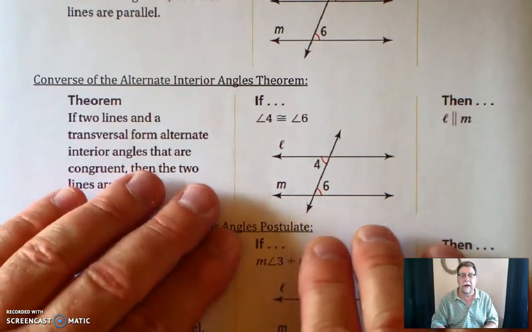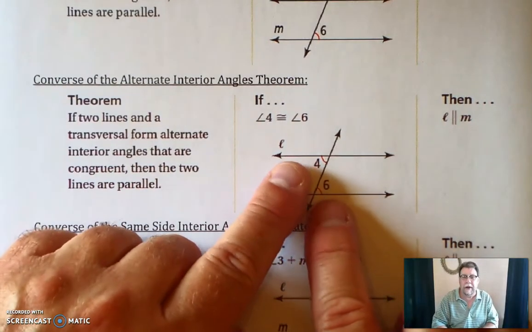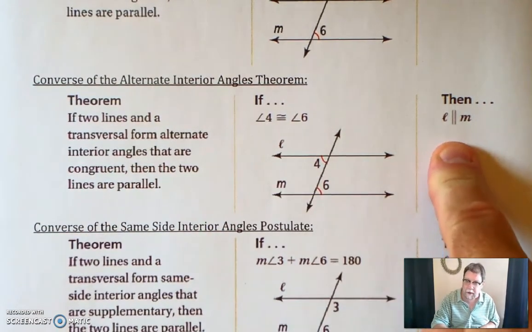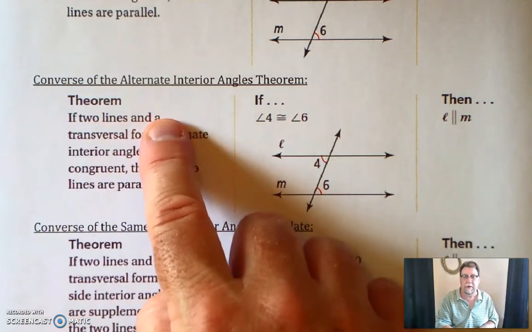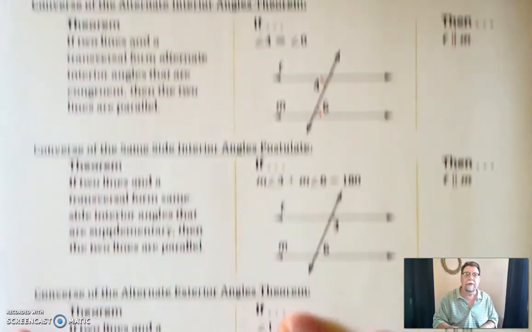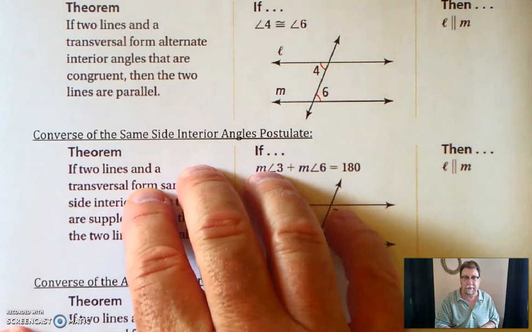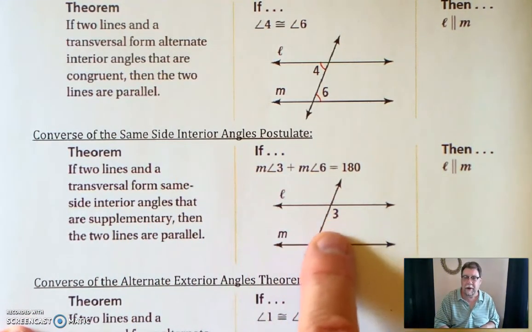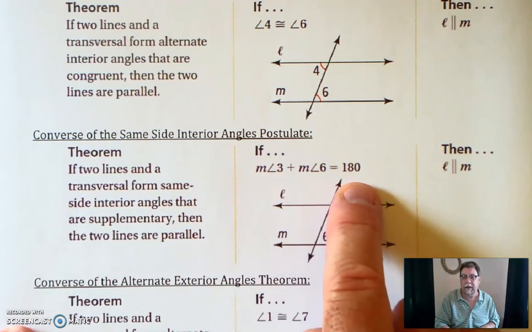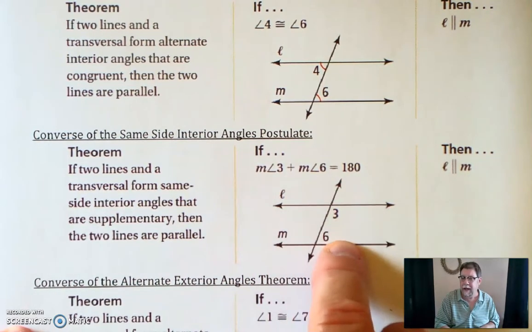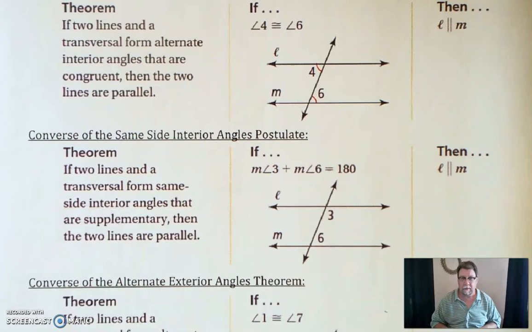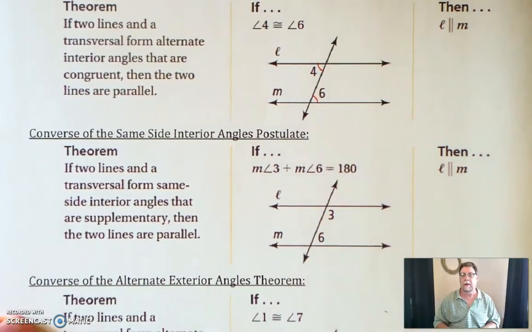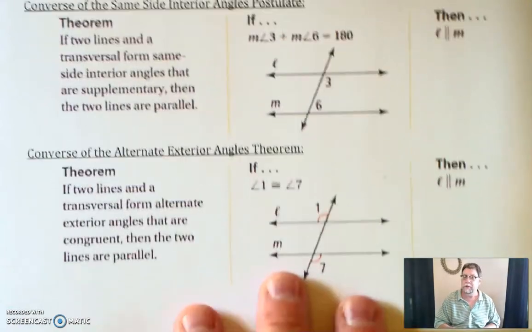Same story here. If we can show that the alternate interior angles are congruent, then we show that the lines are parallel. This is the converse of the alternate interior angle theorem. The converse of the same side interior angles postulate is this. If we can show that the same side interior angles do add up to 180 degrees, then we can tell you that L and M, that the lines, are parallel. If we have supplementary same side interior angles, then we automatically get parallel lines. We'll be using that in a proof.